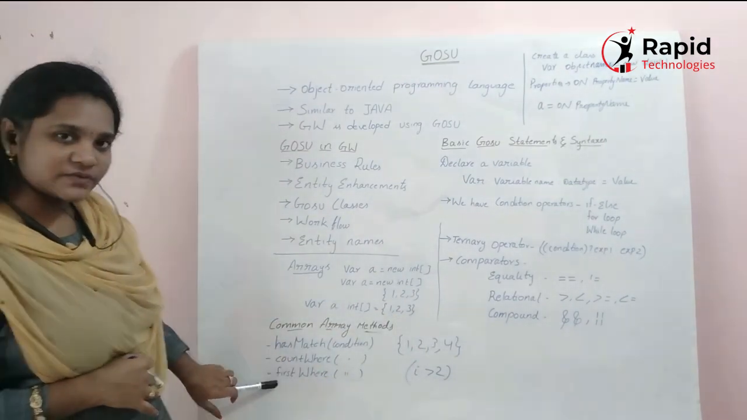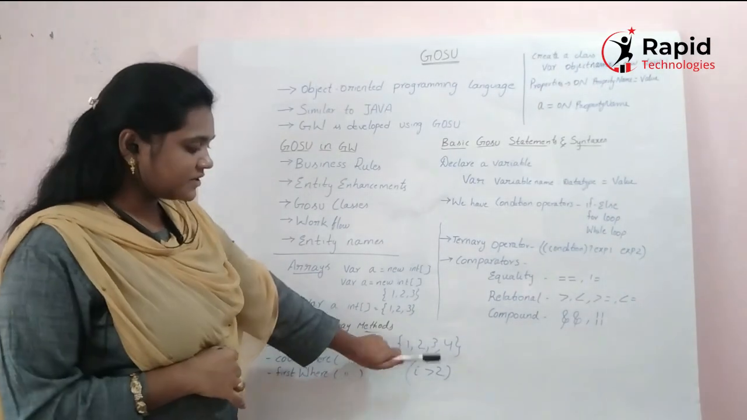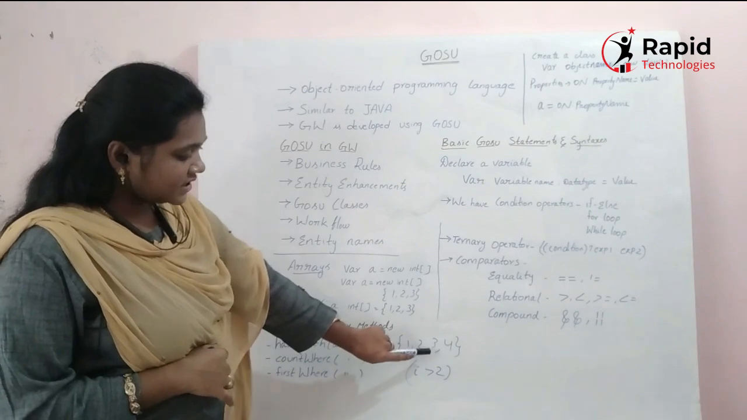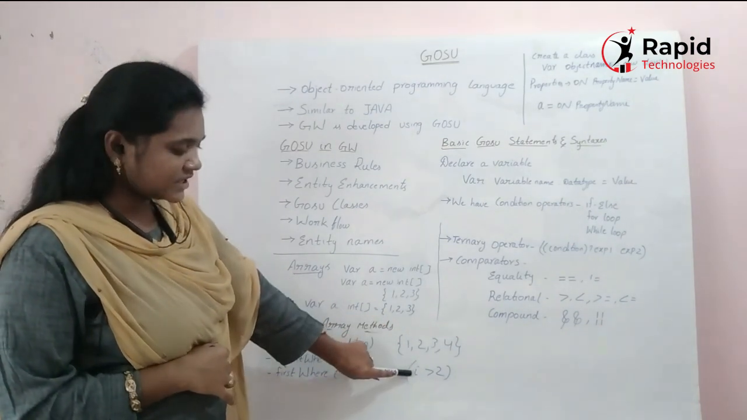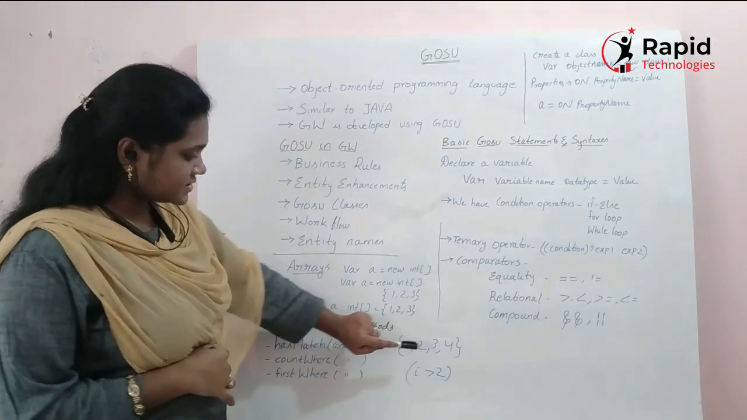Now coming to firstWhere. FirstWhere is nothing but it will retrieve the first element which satisfies the condition. So here 3 is the first element which satisfies the condition greater than 2. So here the output is 3.